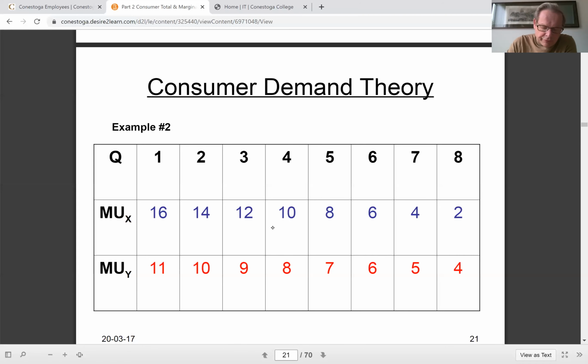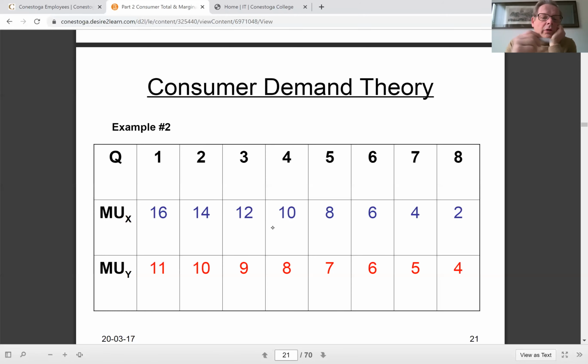So we're going to buy the third Y. We're going to get 9 additional levels of satisfaction for a total of 30 total utils. We spent $1 and we spent $3 in total. We're going to buy also the fourth Y. That gives us 8 additional units of satisfaction, spent another $1, and we've spent $4. So we've now consumed the first 4 Ys.